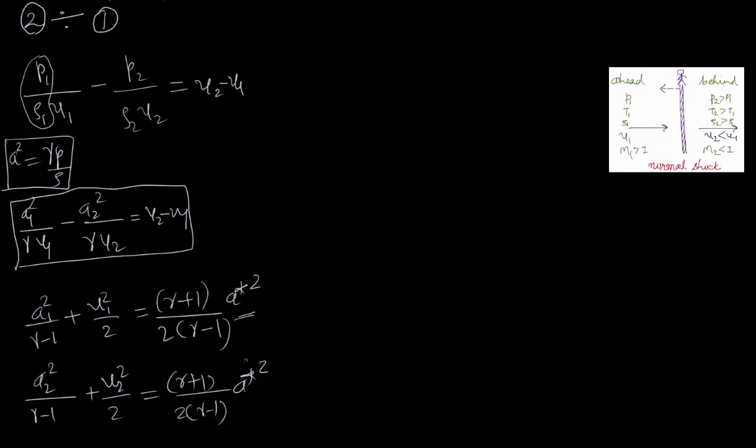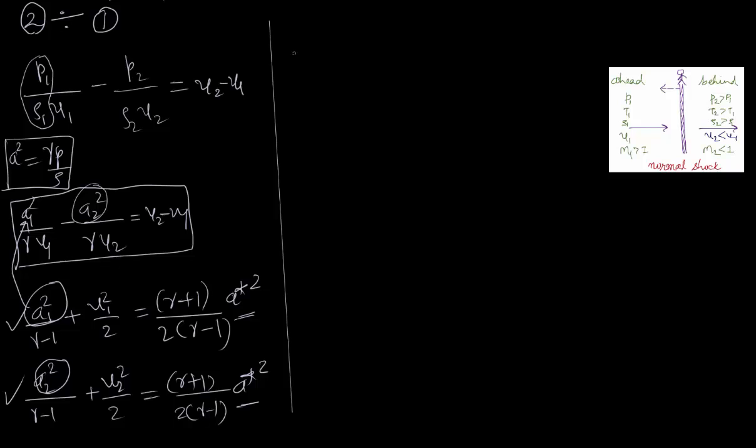For 1 A star and for 2 A star will be same because our flow is adiabatic throughout. Though it is irreversible inside the normal shock, it is yet an adiabatic flow, and A star for an adiabatic flow is constant throughout the flow. So from these two equations, we can find what is A1 square and what is A2 square, and we can substitute these values in this equation.